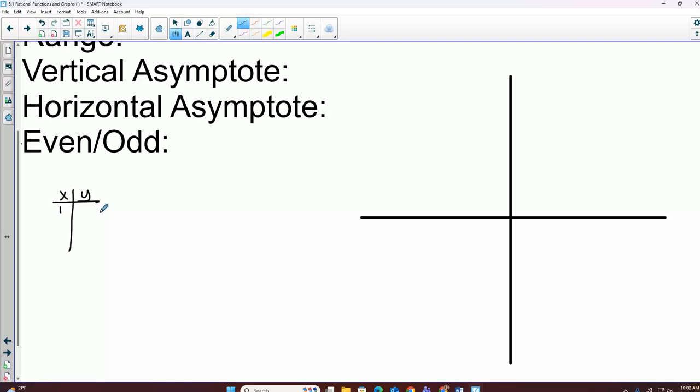So if I put in a 1, 1 over 1 is 1. Okay, if I put in a 2, 1 over 2 is a half.